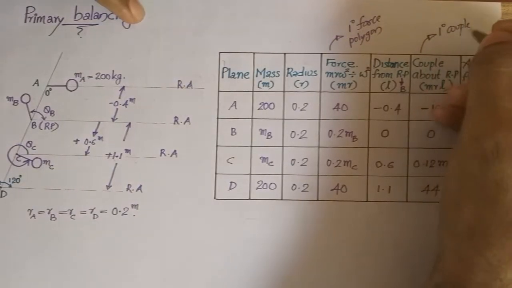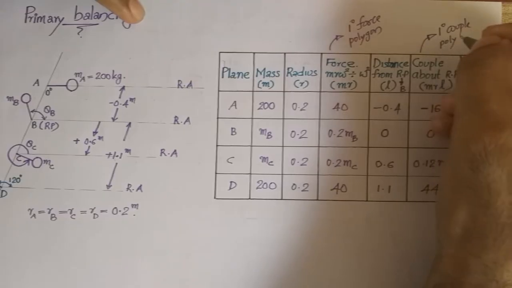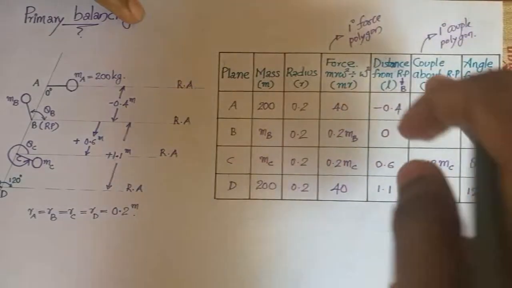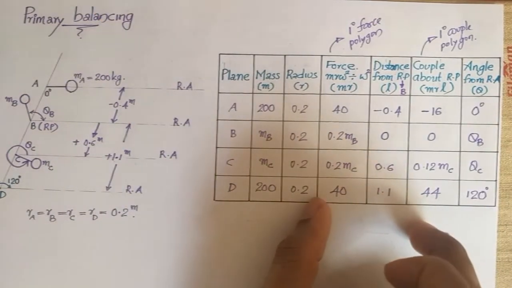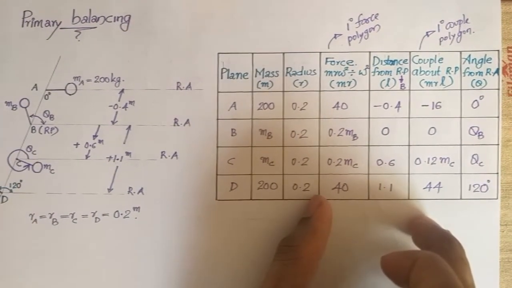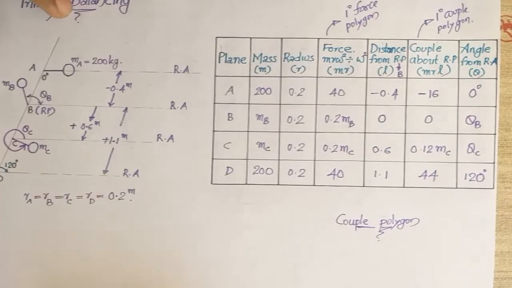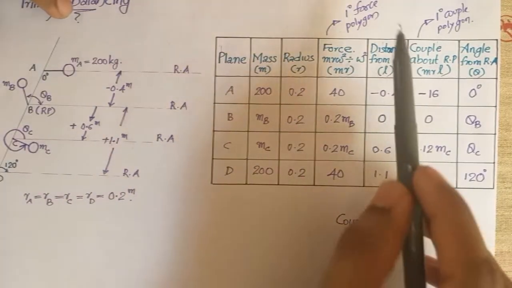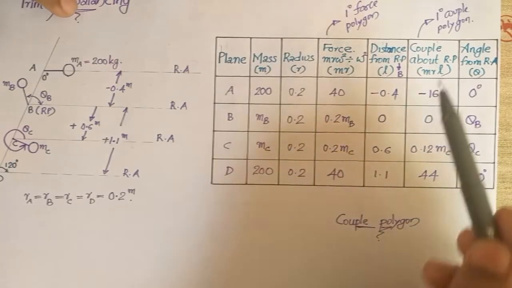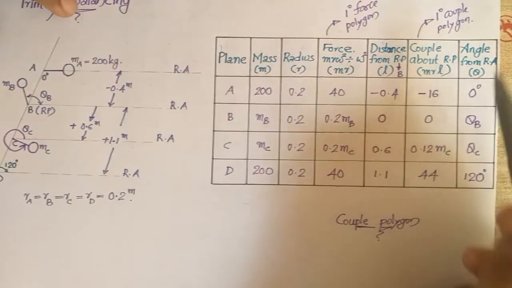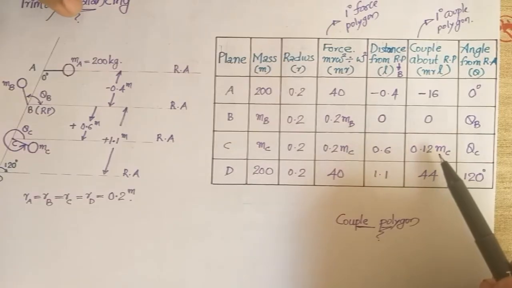With respect to this one, we will be constructing the primary couple polygon, and this should also be a closed one, since it is mentioned in the question that it is in complete primary balance. Here the question is which polygon we will be drawing first. If you consider the force polygon, two unknowns will be there, 0.2 MB and 0.2 MC. If you consider the primary couple polygon, there is only one unknown, which can be solved easily.